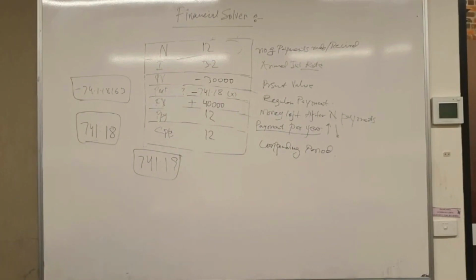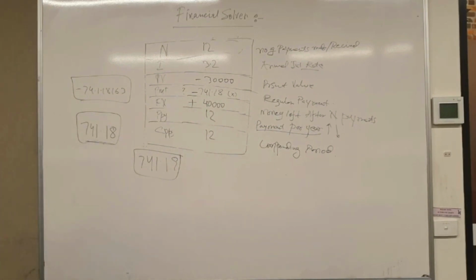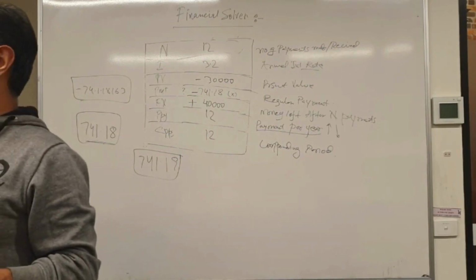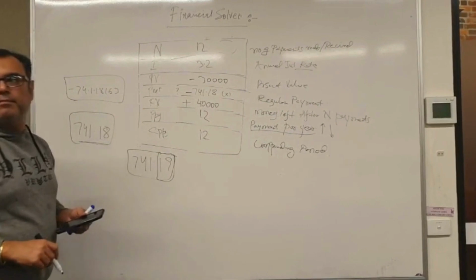The question says, what is the minimum amount she needs to add into the investment so that it doubles? At least 40,000. So you need to hit 40,000. 741.18 will not make you hit 40,000. 742. Round it up. Round it up to the nearest cent. 741.19. Not the nearest dollar.